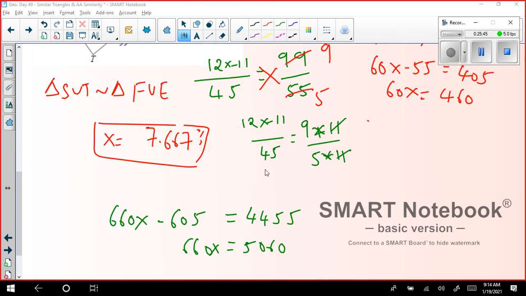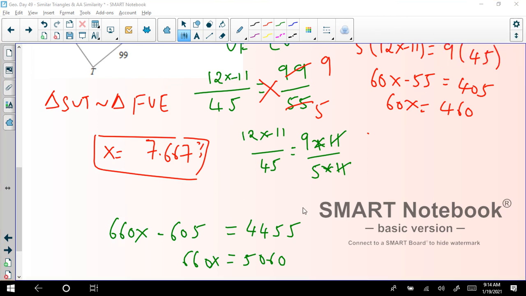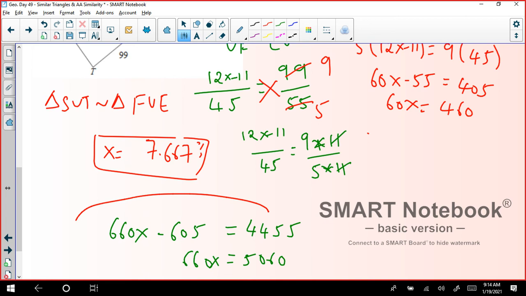Even if, instead of simplifying here, you just keep it as 99 and 55 and further multiply, you'll get this particular simplification. And if you divide 660 on both sides, you will still get 7.667. It's not anything else. Your final answer should be 7.667 once you solve. Okay, let's move on to the next slide.